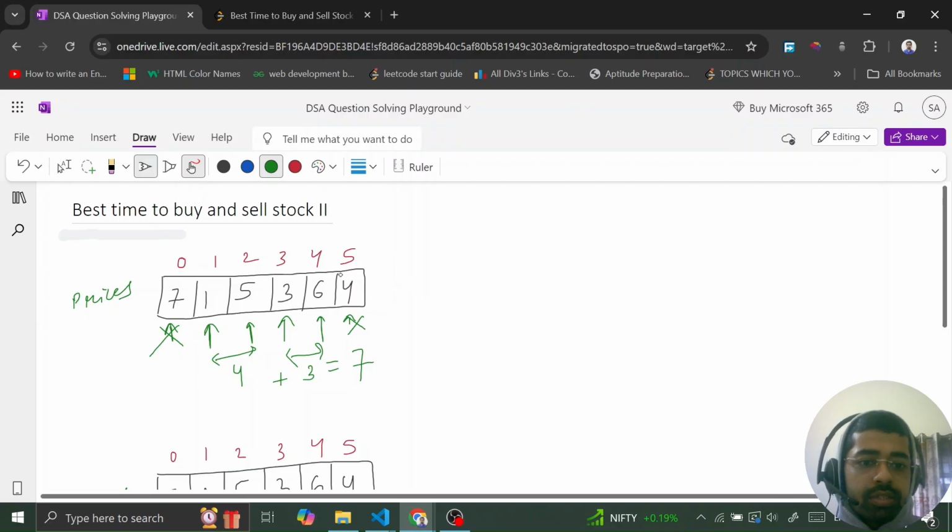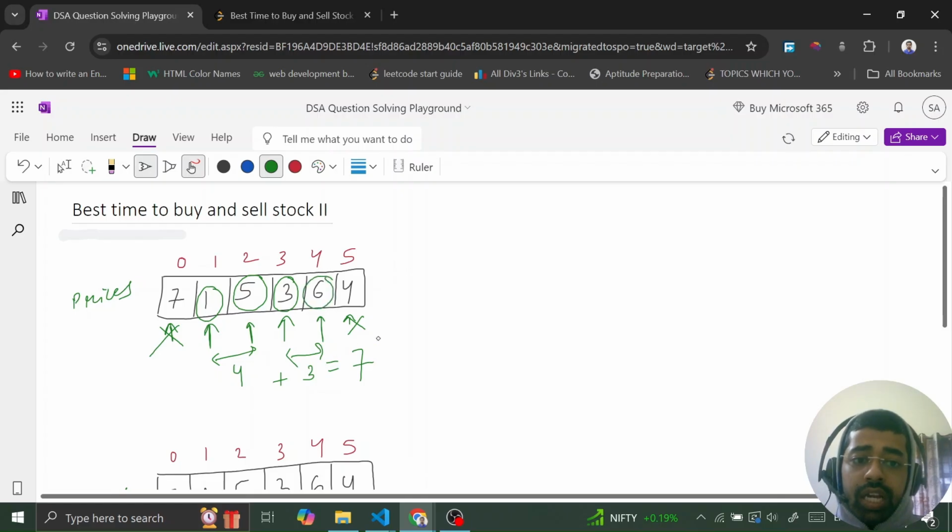But this is like a normal dry run. How will we create an algorithm out of it so that we can write code and it should work? If you have noticed, I am buying at a point which is lesser, I am selling at a later point which is greater. And this is the pattern I am following for every index. I am buying at a point which is lesser, I am selling at a point which is greater.